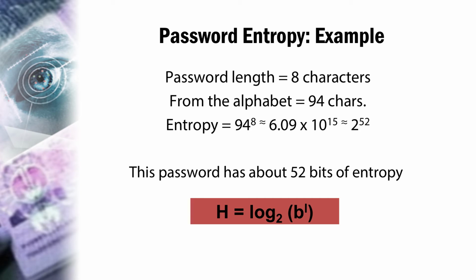Now let's take a look at an example. Suppose you have a password length of 8 and an alphabet of 94 characters, which is typically the number of characters available on your keyboard. The entropy here would be 94^8, which equals 2^52. In other words, the password has 52 bits of entropy.